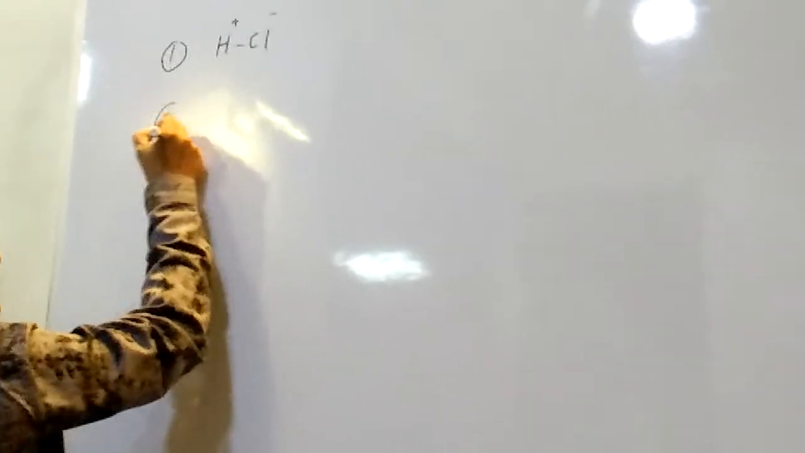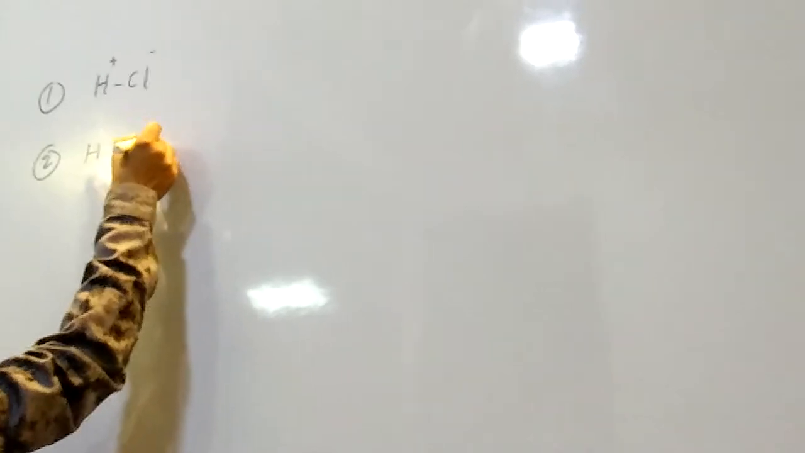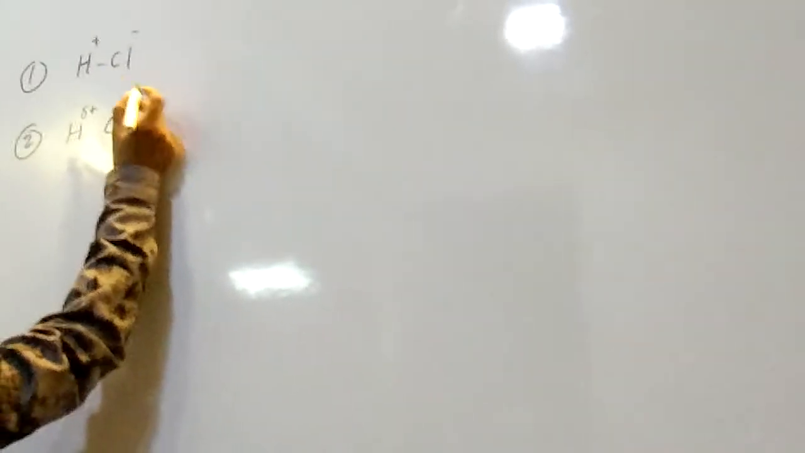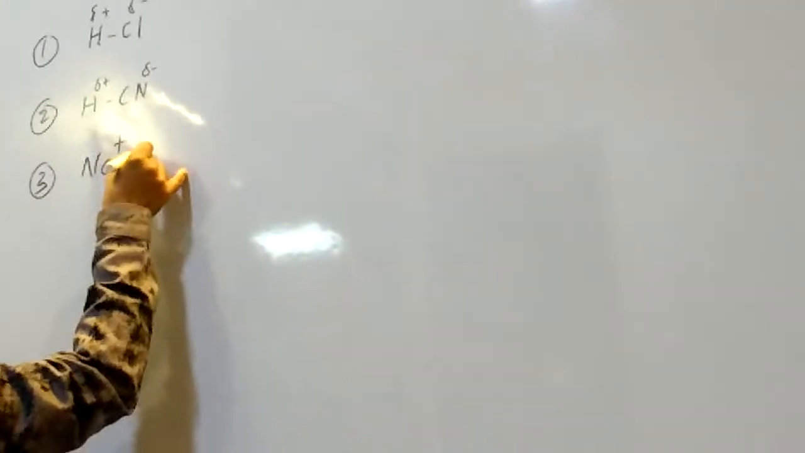Okay, and HCN: H plus and CN minus, partially, and a covalent bond. Means ionic and covalent bonds are present. Like that, NaOH: Na plus and O and H, ionic and covalent bond.